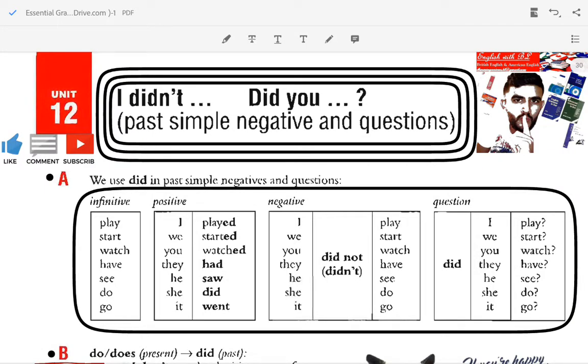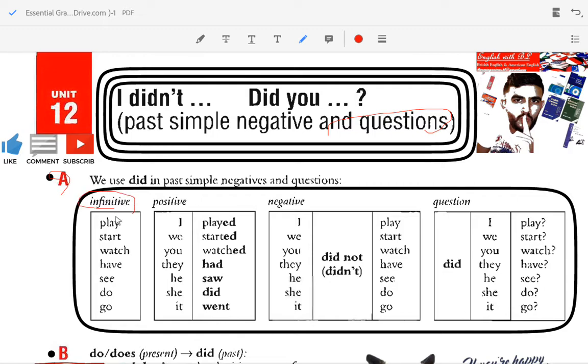This is simple past, negative and questions. I didn't, did you? A. We use it in past simple negative and questions.